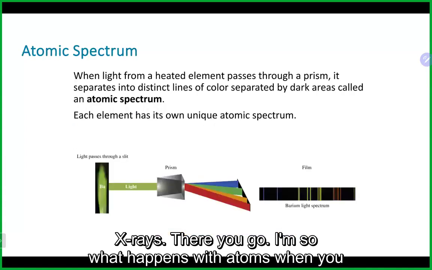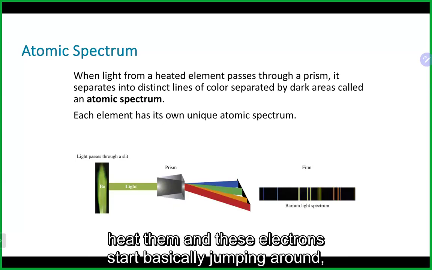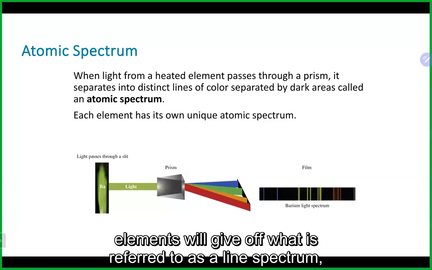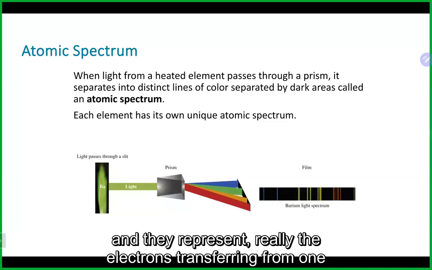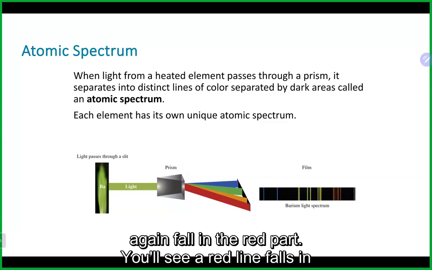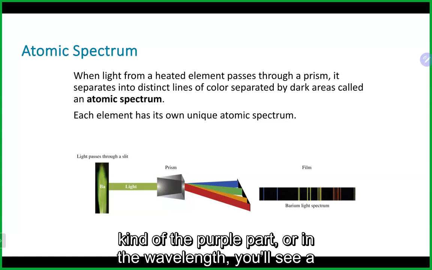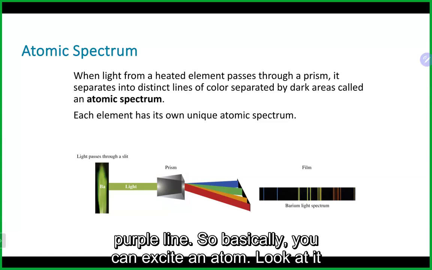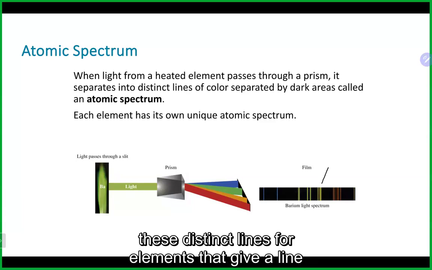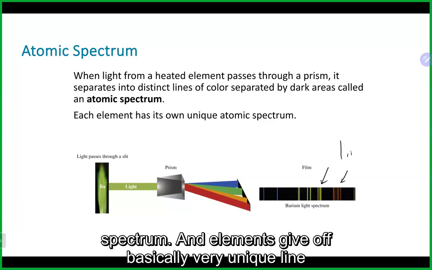So what happens with atoms when you heat them and these electrons start jumping around? It will give off what is referred to as a spectrum, and elements will give off what is referred to as a line spectrum. They represent the electrons transferring from one energy level to the next and the energy coming off. It may fall in the red part, and you'll see a red line. Falls in the purple part of the wavelength, you'll see a purple line. So basically, you can excite an atom, look at it through a prism, and it will separate out, and you'll get these distinct lines for elements that give a line spectrum.